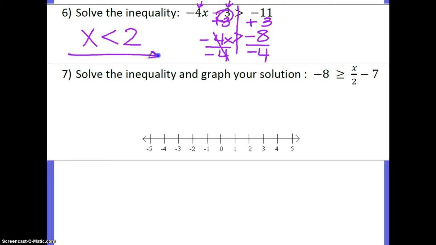And I think that's what we graphed just barely. So we got 2. One bigger is 3. One smaller is 1. Open circle, it's not equal to, and less than 2 is this way. So you darken it in this way.